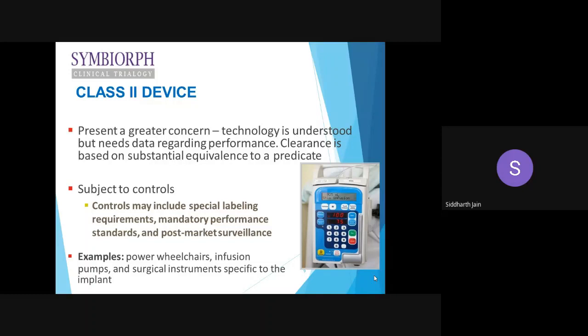For your products, some of the examples include power wheelchairs, infusion pumps, and surgical instruments. They are some of the typical examples for class 2 products.